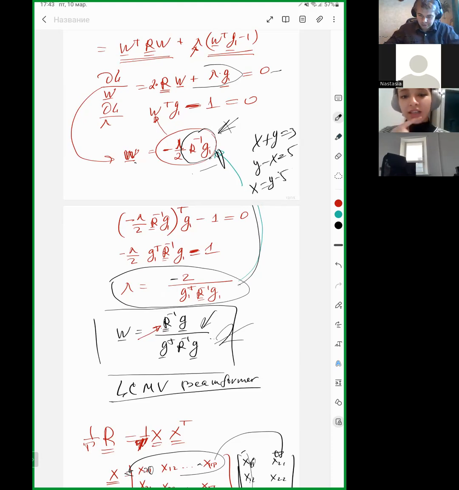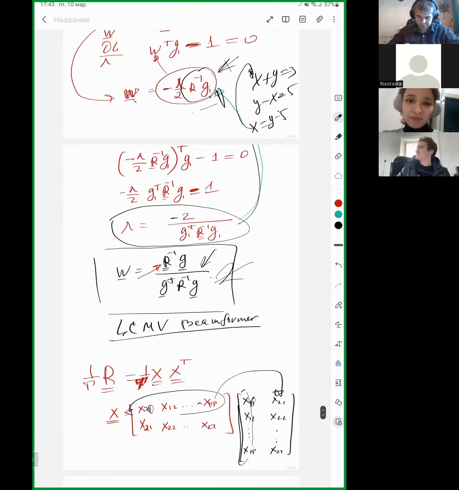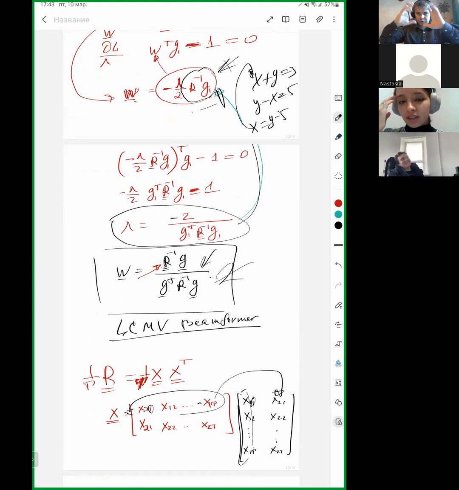Here we have the covariance matrix, and in the denominator, it's the inverse. It's G transpose R minus 1 G. It's a quadratic form: you have R, you multiply it from the left, you multiply it from the right, and so you get a scalar. This is a scalar.